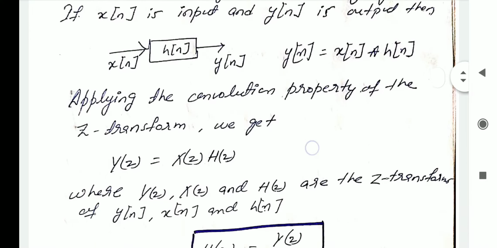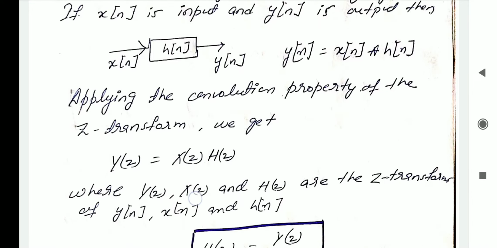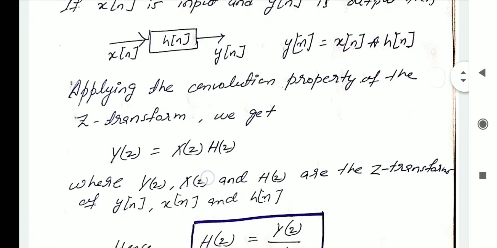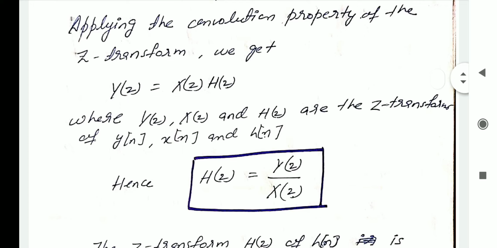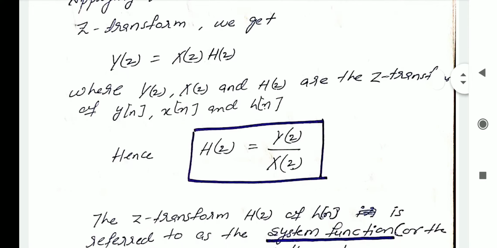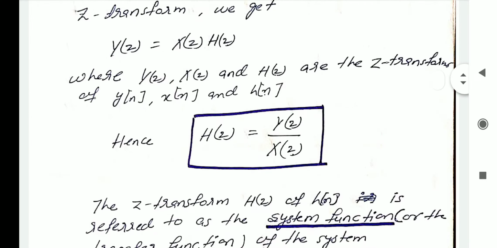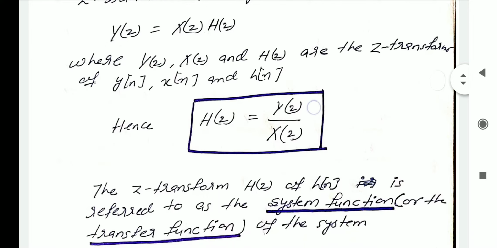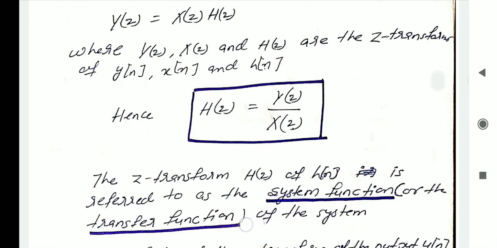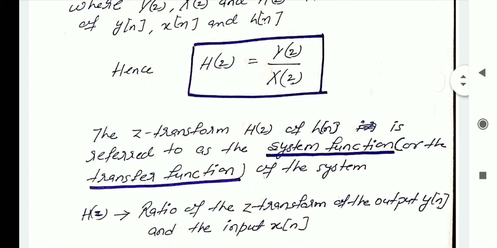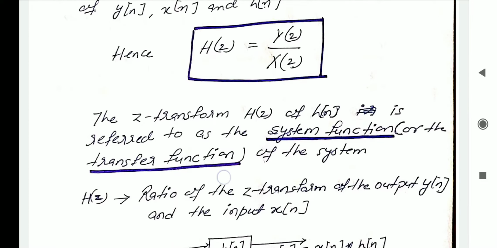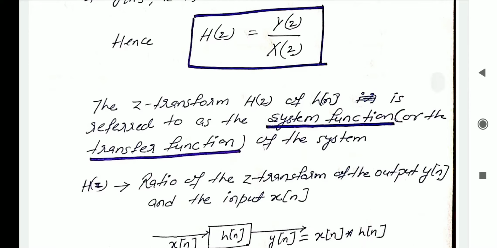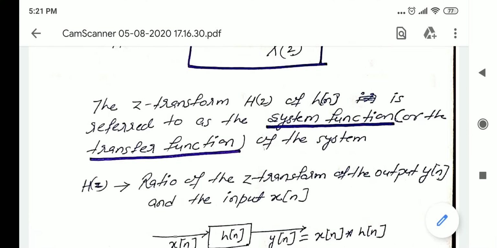Applying the convolution property of the Z transform, we get Y of z equals X of z H of z, where Y of z, X of z and H of z are the Z transforms of y of n, x of n and h of n. So we can write H of z as Y of z by X of z. The Z transform H of z of h of n is referred to as the system function or the transfer function of the system. So H of z is nothing but the system function or the transfer function.